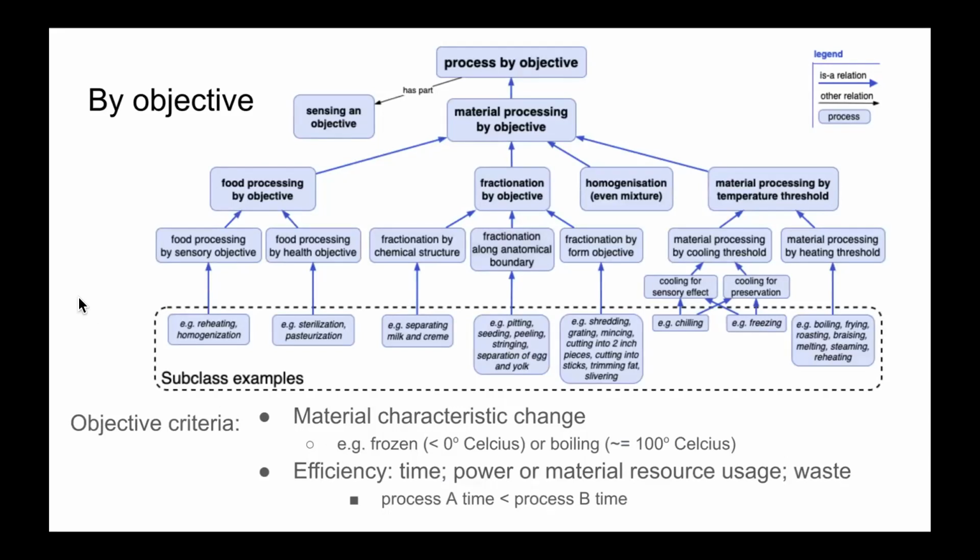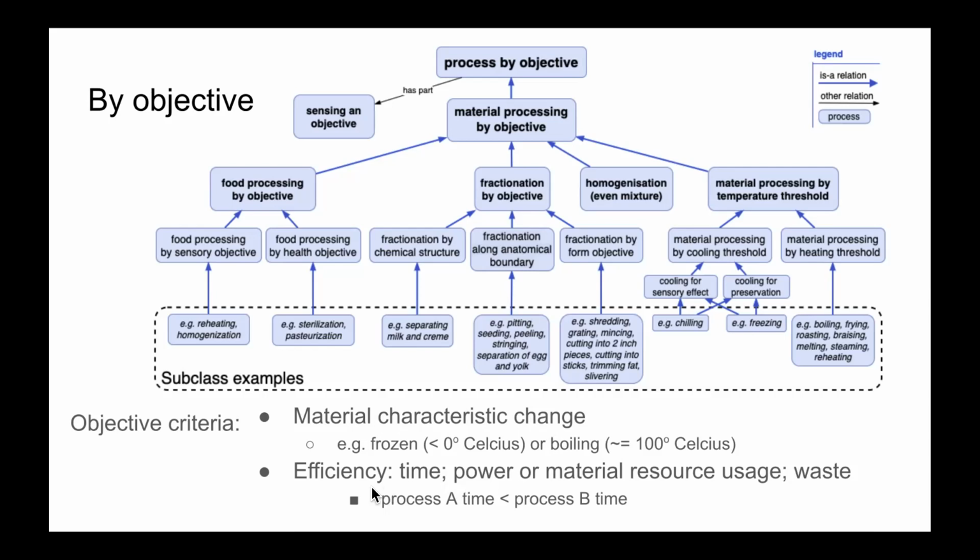Now, the bi-objective branch gets us into the details of how to specify change in an output material, measuring it, and that necessarily involves, if not some formula, some sensing of an objective. So a process by objective has this part, sensing an objective, and it's often also measured. It can be measured directly as the material change in the output.